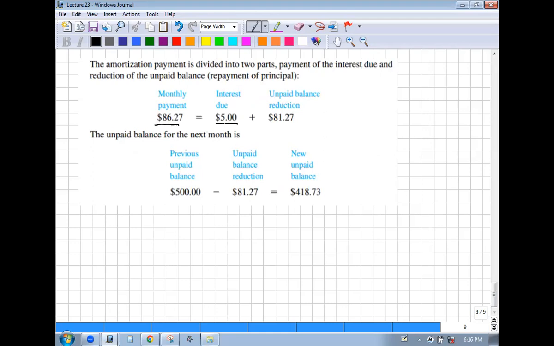So they take the interest. So we're assuming here that you're paying off all the interest each month. And then what's left over goes to paying off the balance.